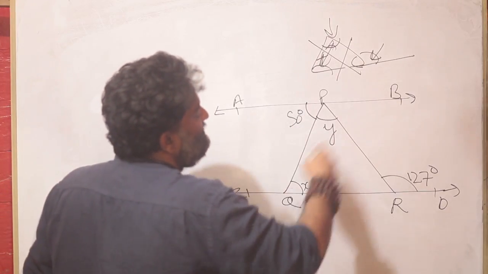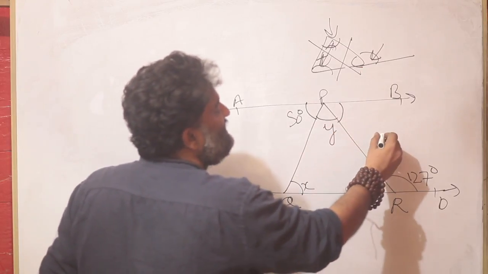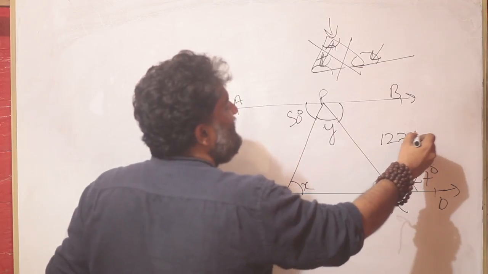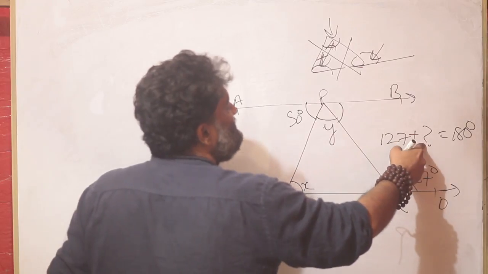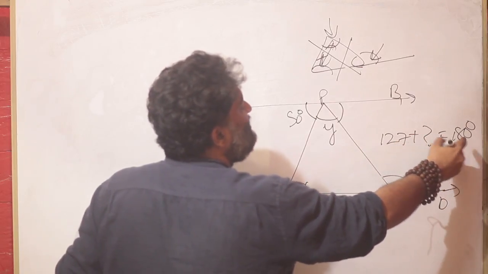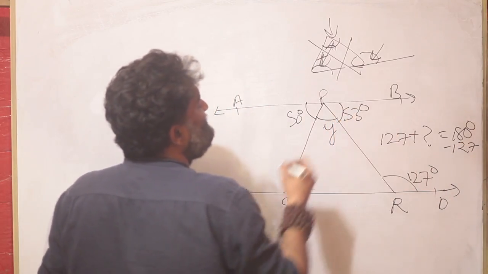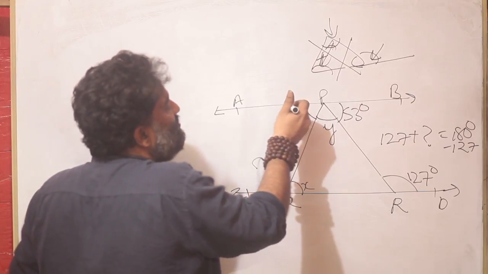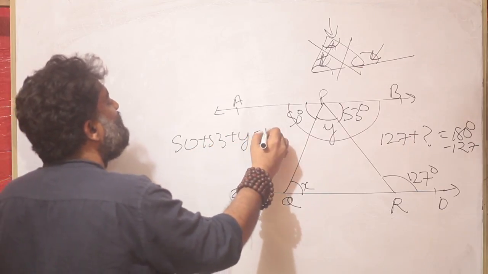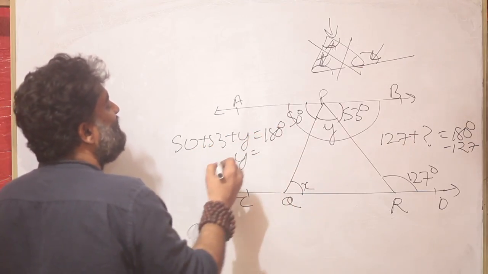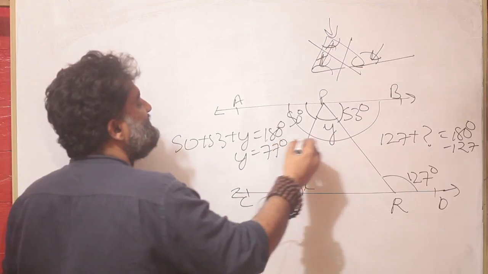So now if I look at the parallel lines and the transversal, I see these two angles are interior angles, and the sum of interior angles on the same side is equal to 180 degrees. So whatever this angle was, 127 plus that angle was going to give me 180. So this angle is going to be 180 minus 127, that means 53 degrees. Now this is a full 180 degrees, so 50 plus 53 plus y is going to give me 180 degrees. So y is going to be 180 minus 103, that means 77 degrees.